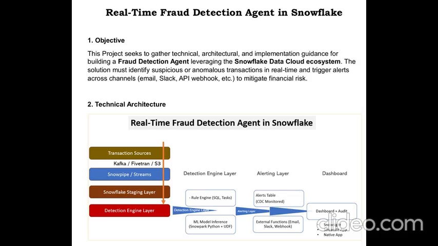Then you create the external function itself, let's call it sendAlert. This function is defined in SQL, but points to that API integration and tells Snowflake what data to send, like the suspicious transaction details. And how does it get triggered automatically? Another task.